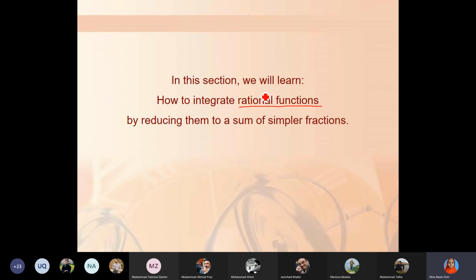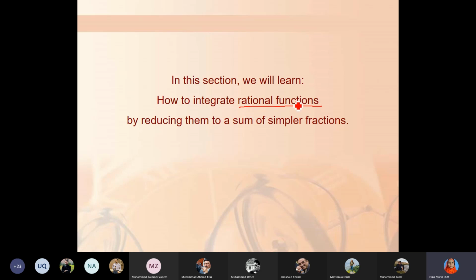And what is P by Q? Polynomial. And is there any condition on the polynomial? Q of x is not equal to 0, that is, Q of x cannot be equal to 0 at any x. Not identically 0, but at any x.